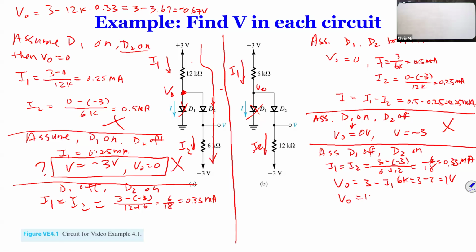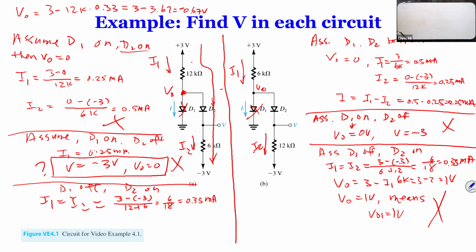Yeah, it's equal to 1 volt. VO equal to 1 volt means VD1 is going to be 1 volt, right? So this is also not possible. So basically that's how you can calculate.